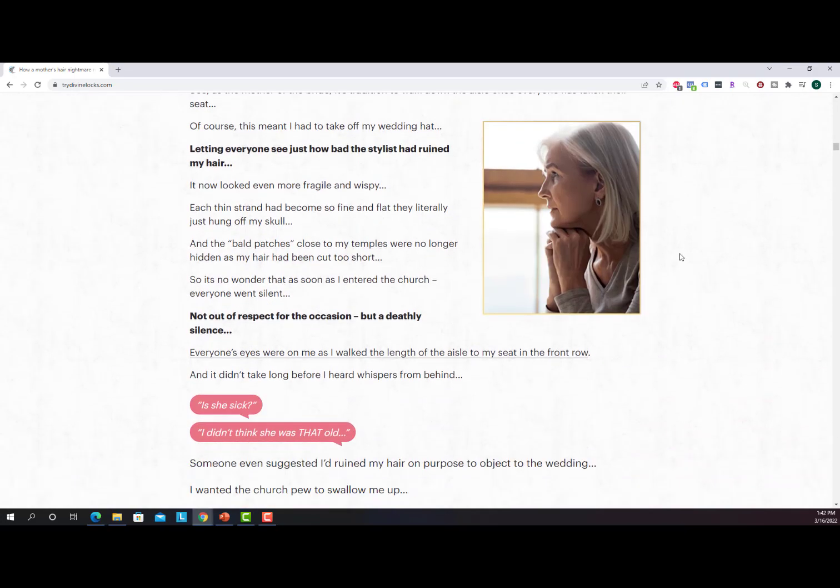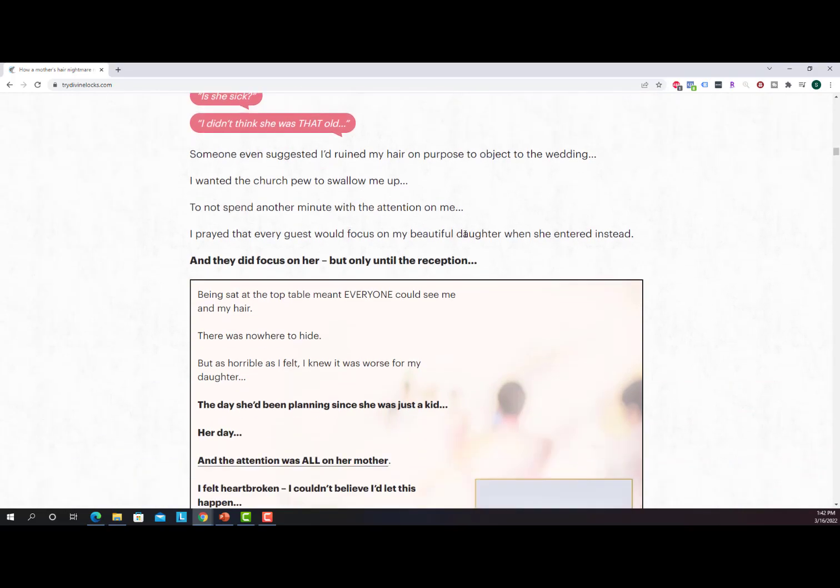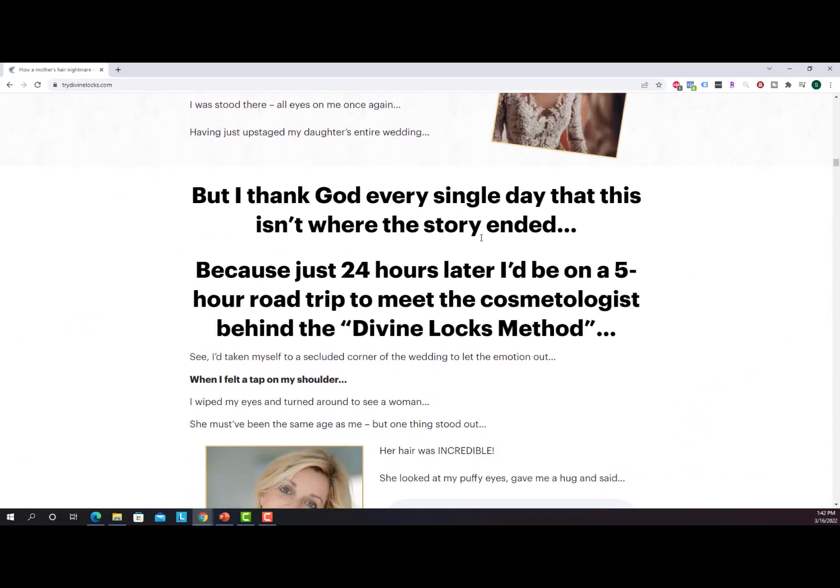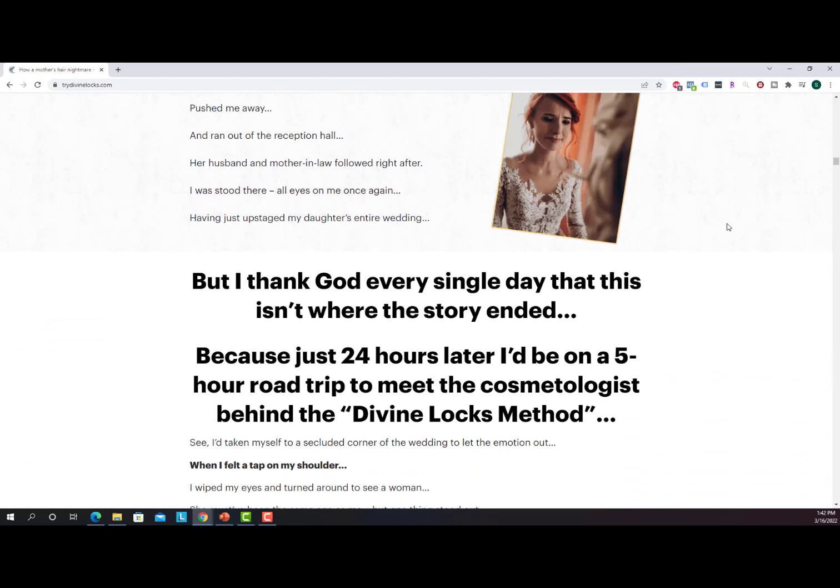Now, scrolling down, it gets back into the story about the wedding. And obviously the wedding was a disaster. Her hair was looking terrible at the wedding. The daughter was embarrassed and upset. But I thank God every single day that this isn't where the story ended. Now it's time to get back to the hero's journey, because just 24 hours later, I'd be on a 5-hour road trip to meet the cosmetologist behind the Divine Locks method.